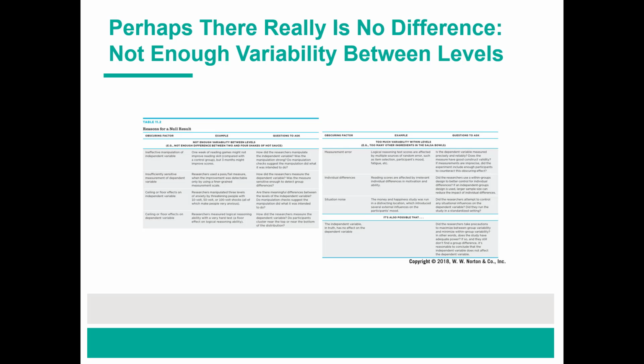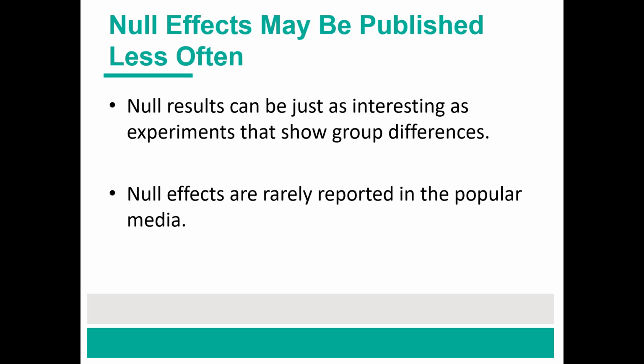This table summarizes the reasons for null results and can be found in your textbook, Table 11.2. We have discussed how we might not detect an effect when it exists because we don't have enough variability between groups, or we might have too much variability within groups. However, a third alternative is that there truly isn't a difference between your groups, and the IV simply has no effect on the DV. If the study has adequate power and no difference was found, then there simply is a true null effect. A null effect in a study can be just as interesting as a group difference when studies are conducted with adequate power.